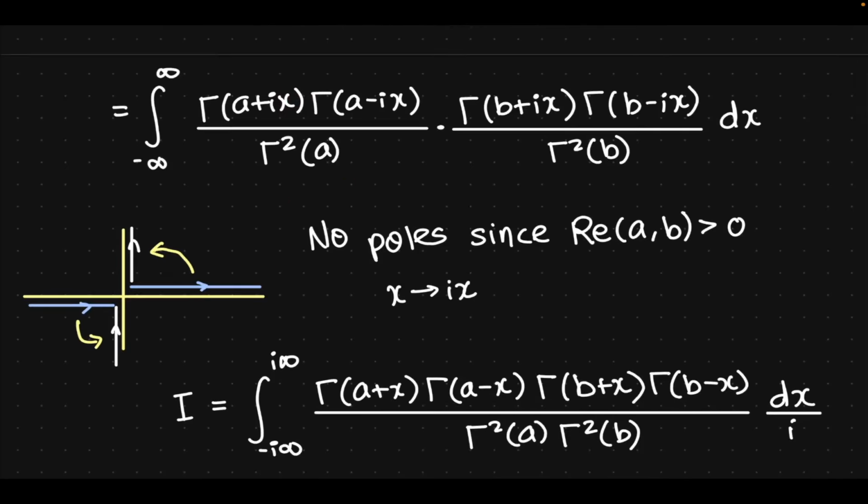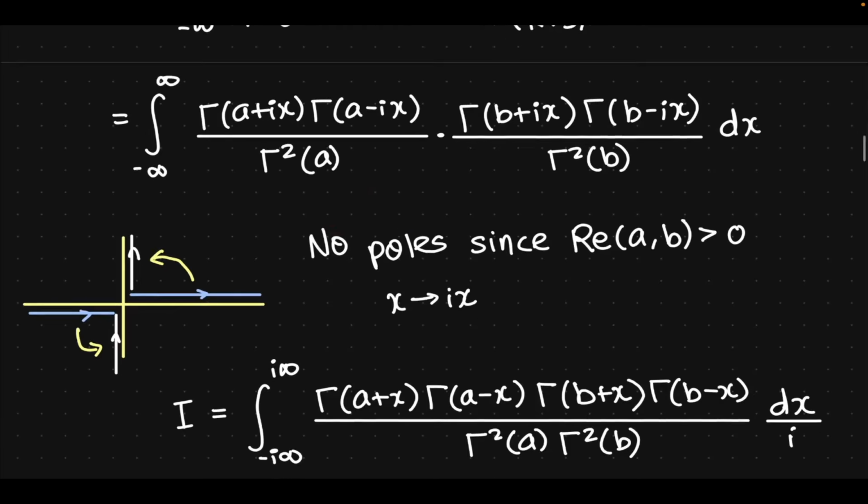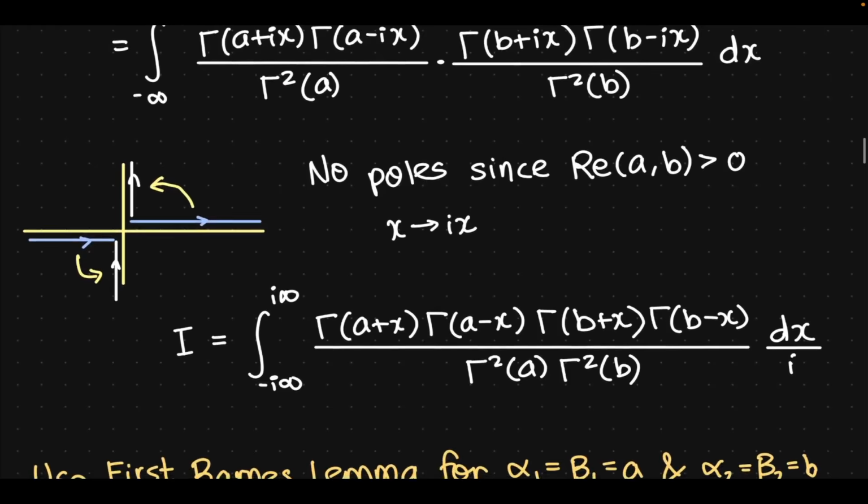I'm gonna skip that closure argument. You just use Stirling's formula and write it out in the special case that the imaginary part dominates, and you should do your analysis and come to the conclusion that, well, since there's no poles, just rotating the contour just keeps the integral invariant.